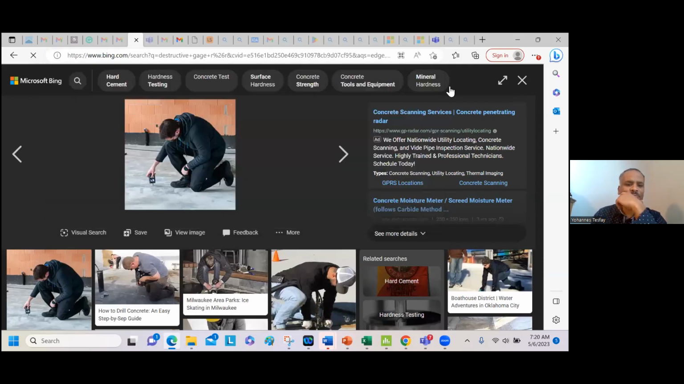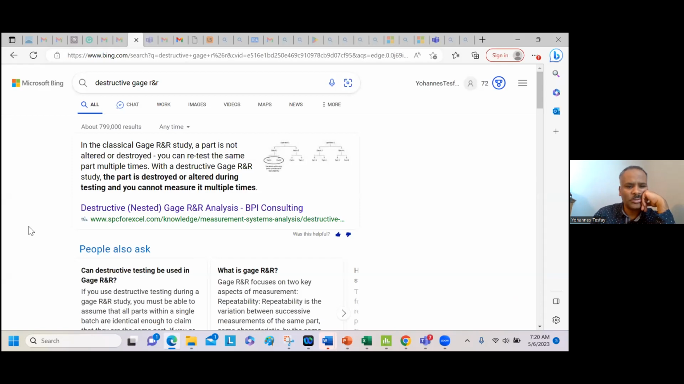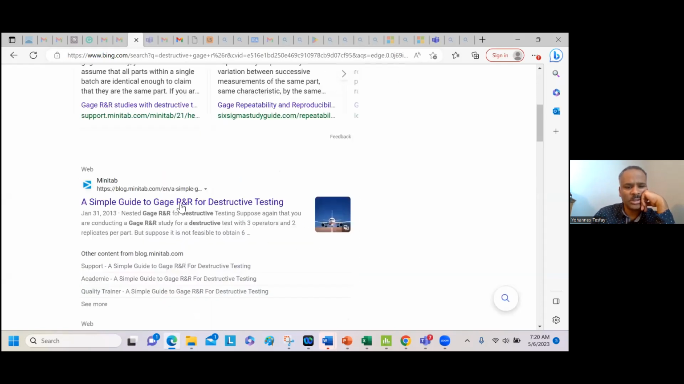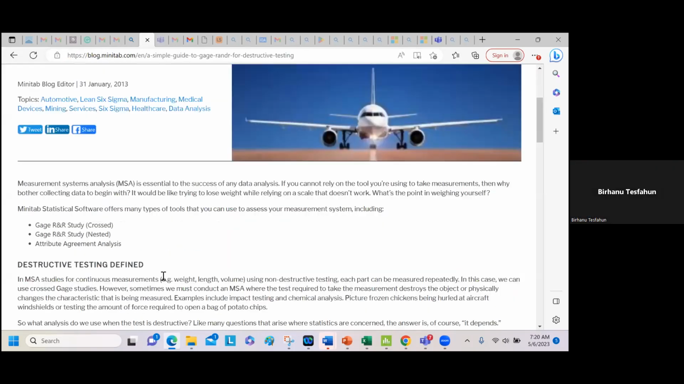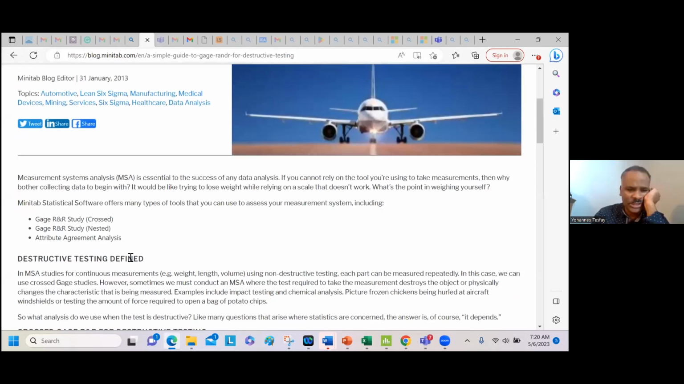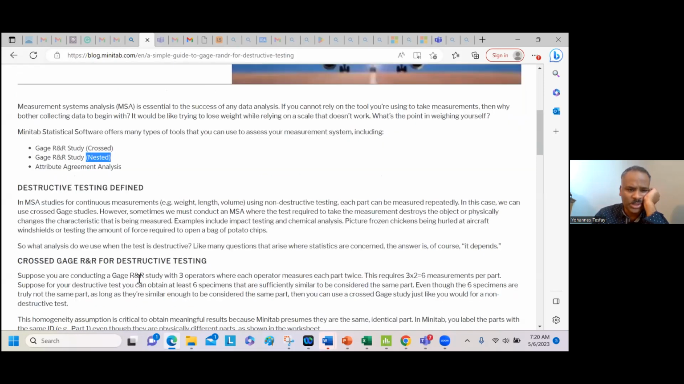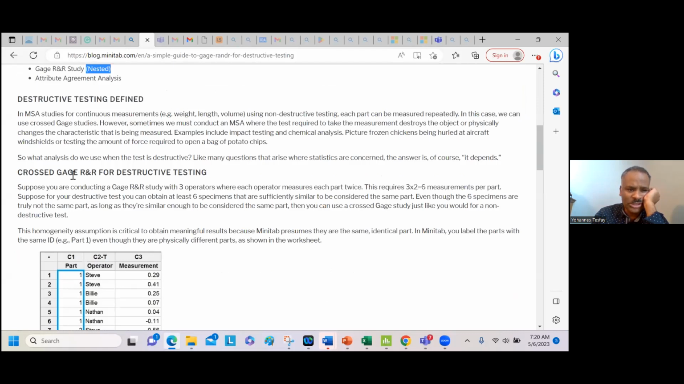Render study. Okay, so here, this is a very good example. Yeah, so destructive testing. A gauge R&R study is going to be either crossed or nested, and attribute analysis for whatever. Now, crossed gauge R&R for destructive testing: suppose you are conducting gauge R&R with 3 operators, and each operator measures each part twice.